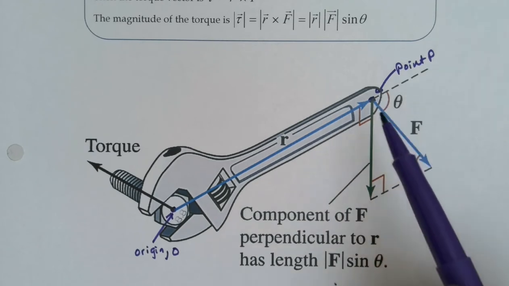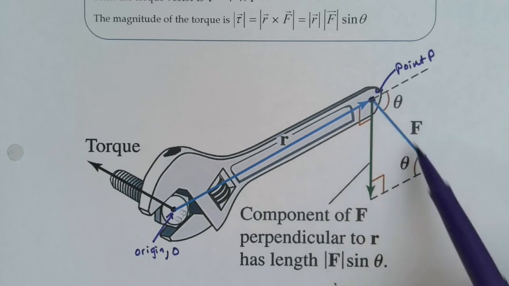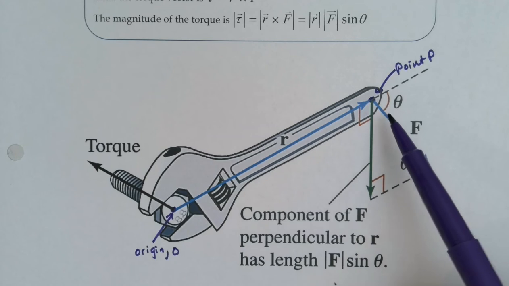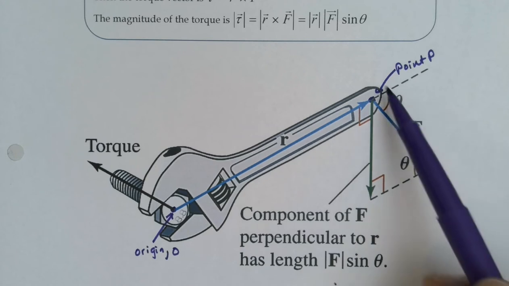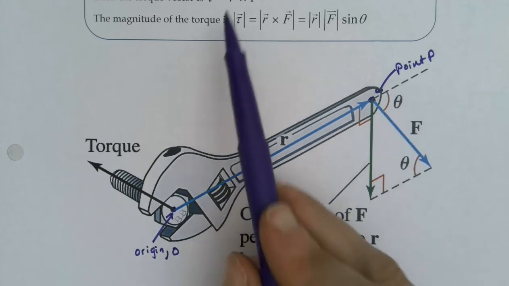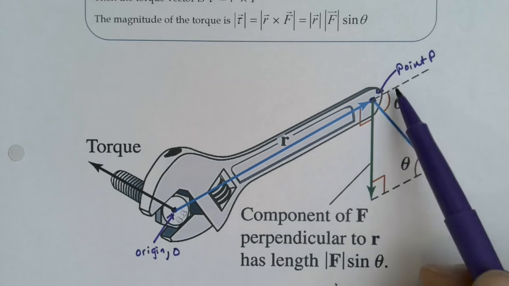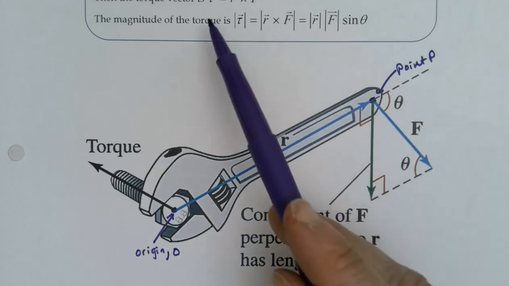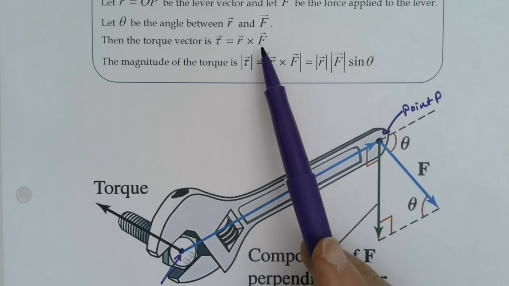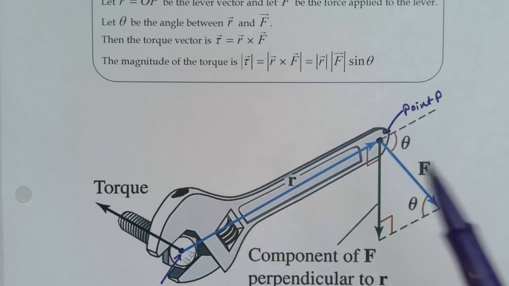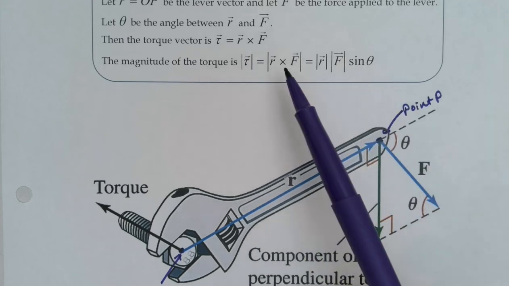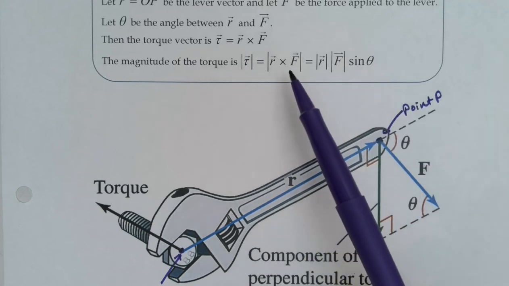All right, so the force applied to the lever has a force vector, right? And then theta is the angle between the radius and the force vector. So the radius vector and the force vector. So you can see theta right there. And then the torque vector, tau, is r crossed with the force, right? And so the magnitude of that torque is equal to the magnitude of the cross product.